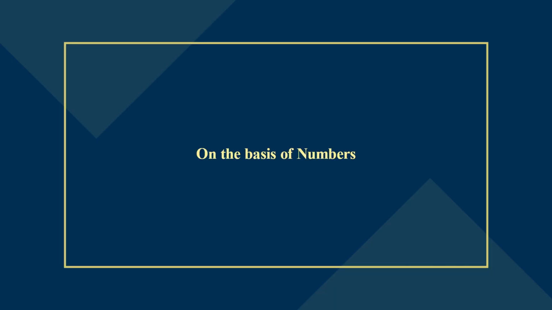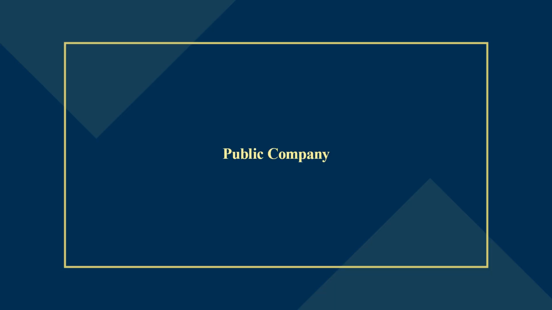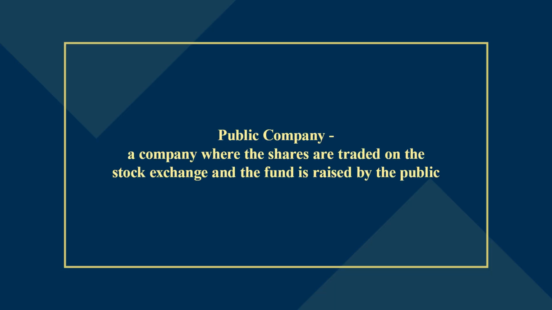The next type of categorization is on the basis of numbers. On the basis of numbers, a company can be divided into either a public or a private company. Now, what does it mean to be a public company? As the name suggests, a public company is a company where the shares are traded on the stock exchange and the fund is raised by the public. This is one of the key differences between the two types of companies.